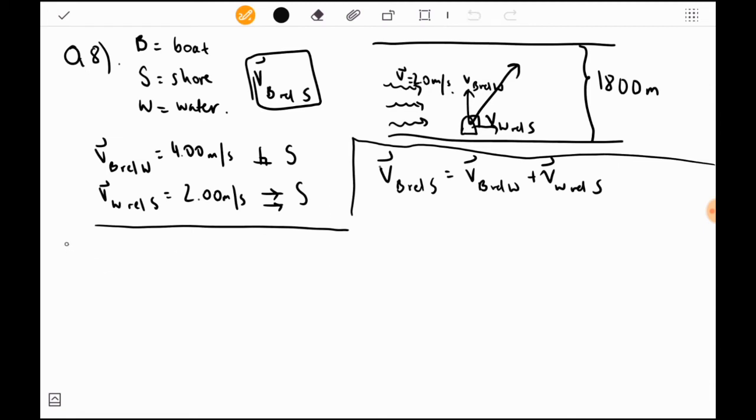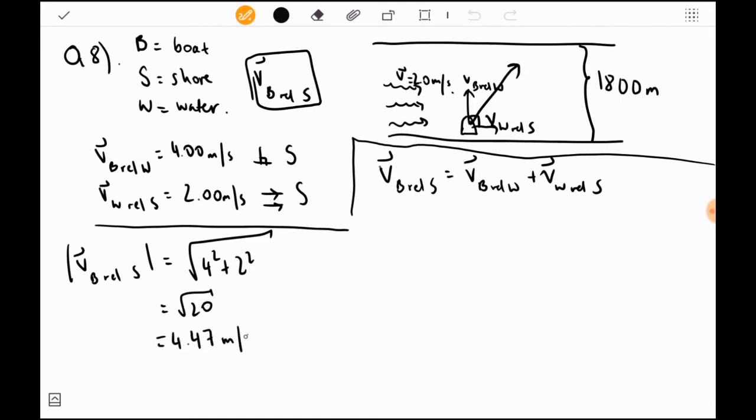So the magnitude of the velocity of the boat relative to the shore is just going to be the square root of 4 squared plus 2 squared, because we use Pythagoras. So square root of 20, which is 4.47 meters per second. This is just 3 significant figures because we're just given 3 significant figures in the question. So now we need to find the angle.